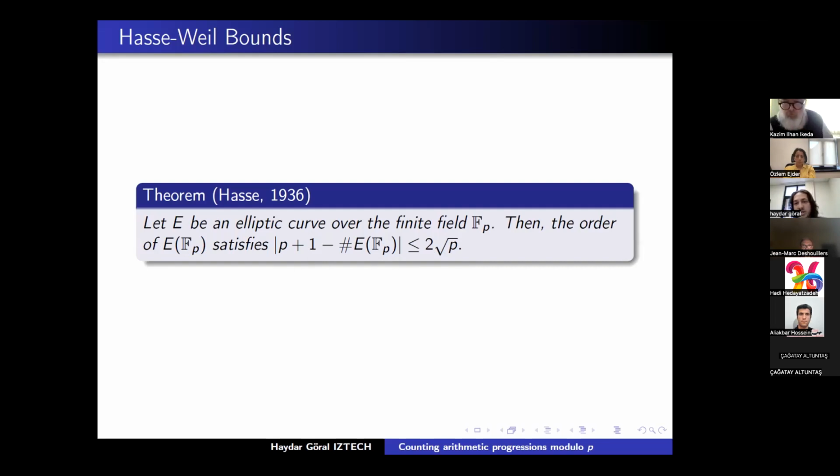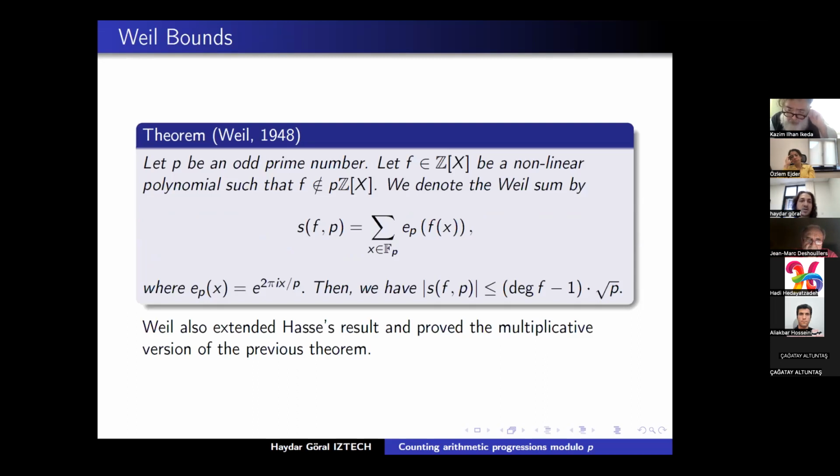Then Weil worked on this problem, and he proved this result for finite fields, not just with p elements, but p to the m elements. And if you want to count the number of points on elliptic curves, you encounter the Legendre symbol, so it's a multiplicative character. But you can also consider an additive character, and this was also done by Weil.